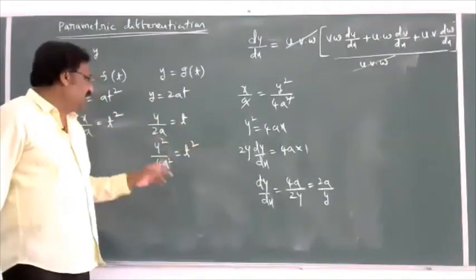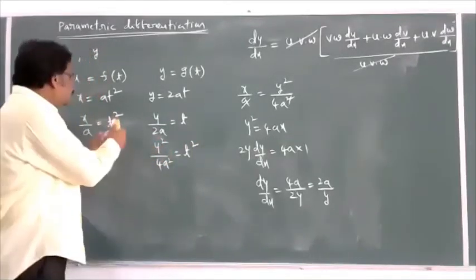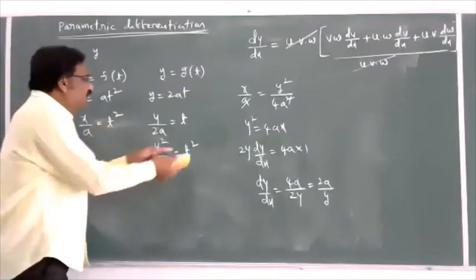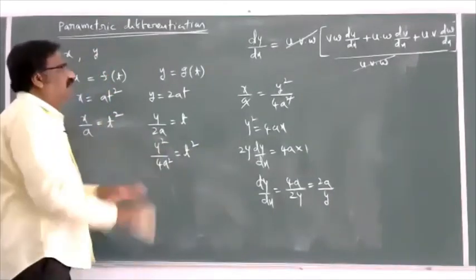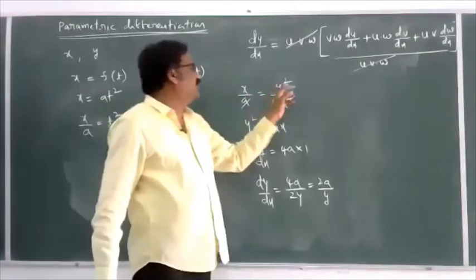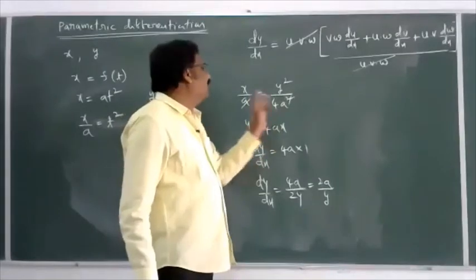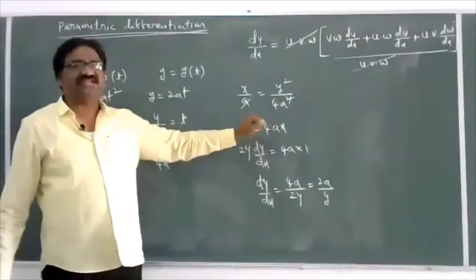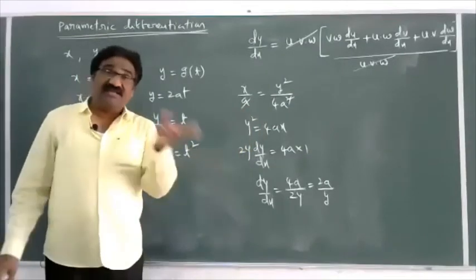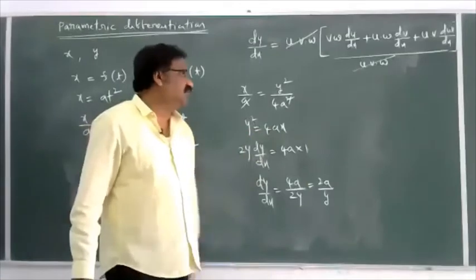Squaring on both sides, you get y square by 4a square is equal to t square. Here also t square is equal to x by a. Here also t square is equal to y square by 4a square. You make them equal, that is x by a is equal to y square by 4a square. From these two equations, cancel one a, then you get y square is equal to 4ax. This is the relation between x and y. From the given parametric equations, we get the relation y square is equal to 4ax.